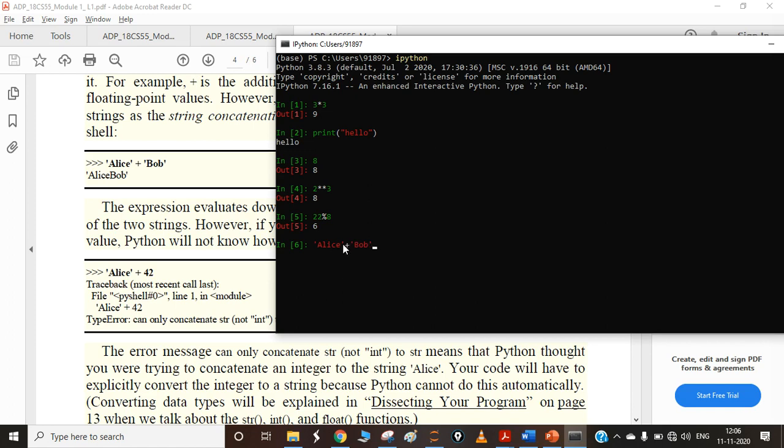So here, usually what plus does, it will perform addition. But when the first and second operands are both strings, in that case plus performs a concatenation operation. So here we have got the output as alias both. I will repeat once again.